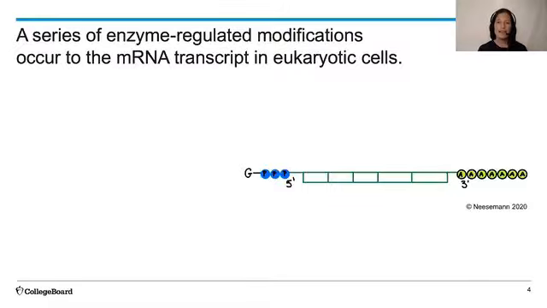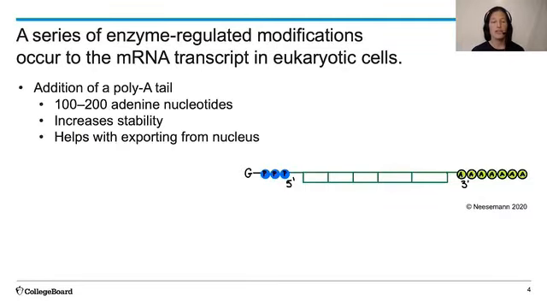There are a series of enzyme-regulated modifications that occur to that mRNA transcript in eukaryotic cells. So one of those modifications is the addition of a poly A tail. It's represented in my picture with the green A's on that 3' end. That's 100 to 200 adenine nucleotides. So a whole bunch of A's stuck on the end. This increases stability, and it also helps with exporting from the nucleus.